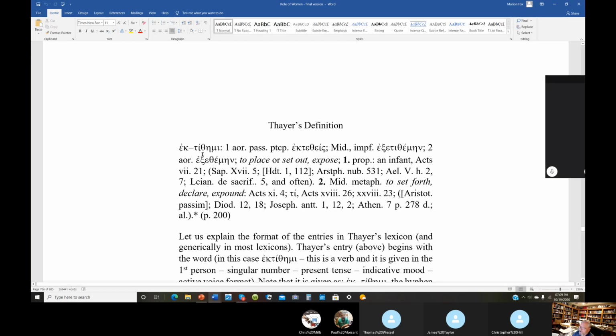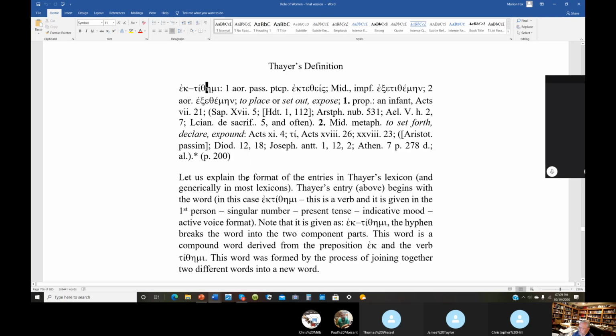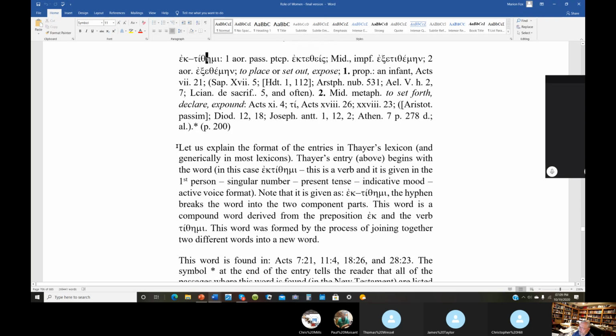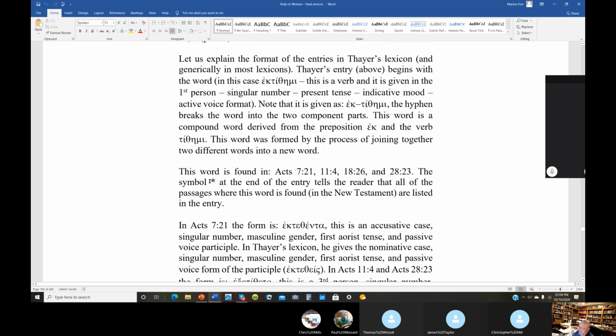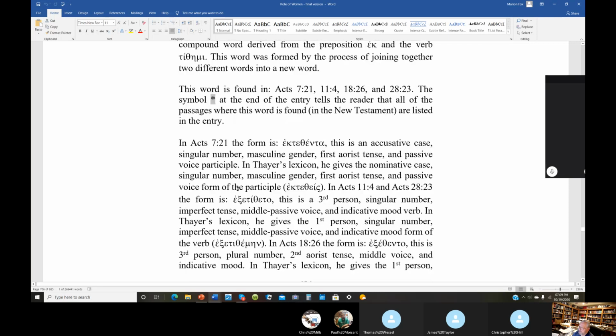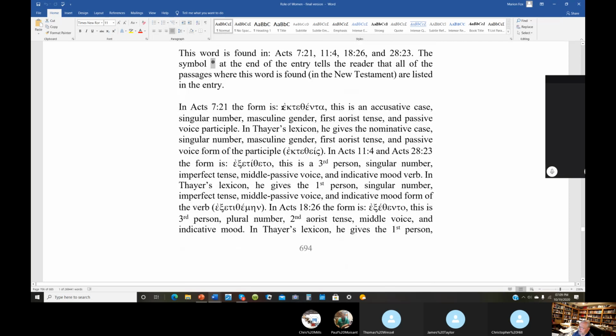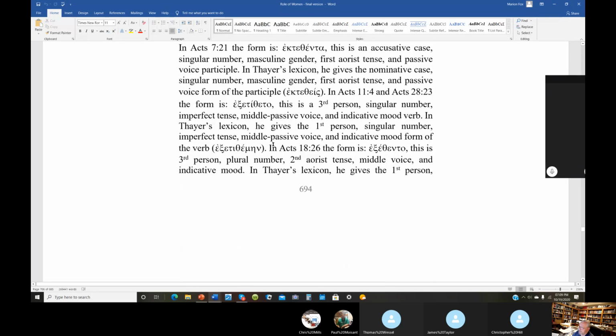It's a compound word. It's akantithemy. And are there questions? It's a me verb. See how that works? Everyone see it? Any questions? All right. We'll go a little further into it. And I explain all that down here and explain what this symbol right here means. And it tells the reader that all the passages where the word is found in the New Testament are listed. Then I take all of those passages and look at them in detail.